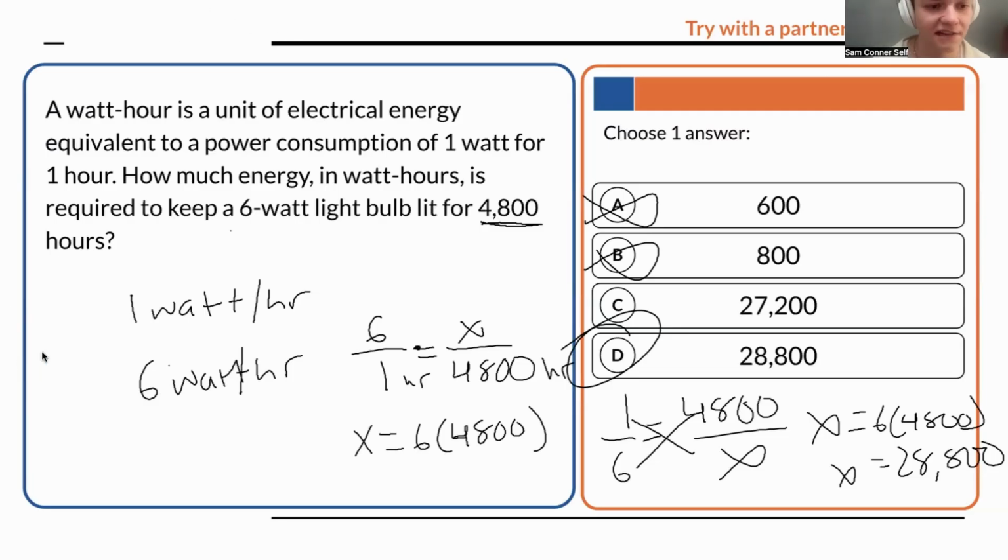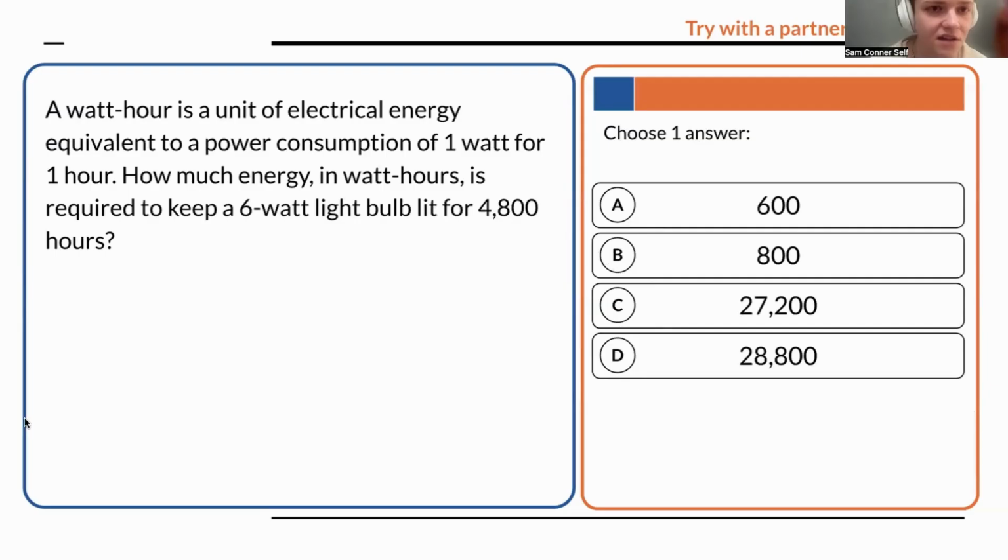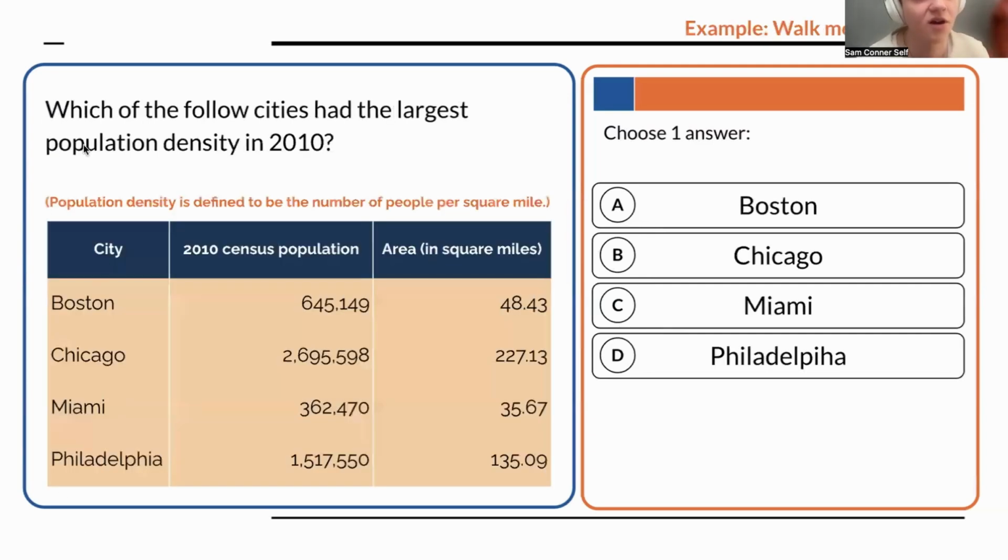All right. Take a look. See something in the chat. Perfect. Okay. All right. So another practice problem for you guys. This one with a visual they give you. So which of the following cities had the largest population density in 2010? And population density is defined by people per square mile.